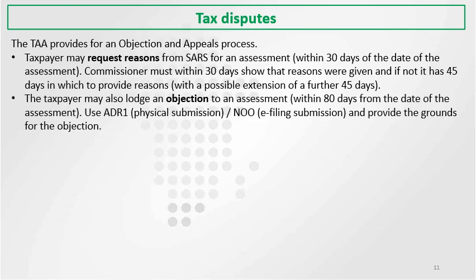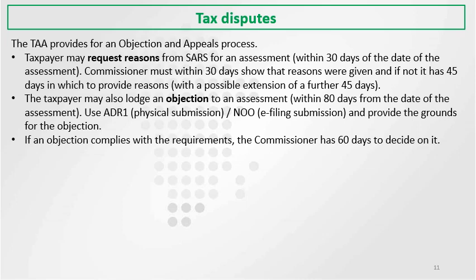The taxpayer may also lodge an objection to an assessment. This is now within 80 days, which is a new amendment, from the date of the assessment. For this, the taxpayer must use either the ADR1 form for a physical submission or the NOO e-filing submission and provide the grounds for the objection. If an objection complies with the requirements, the Commissioner has 60 days to decide on it.